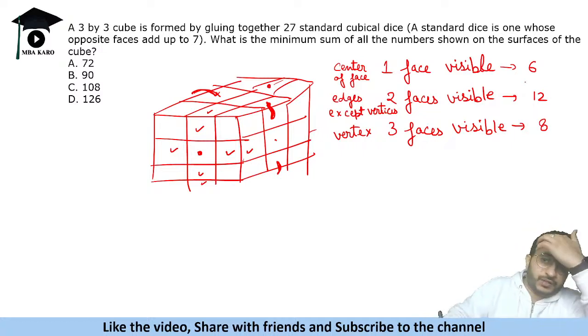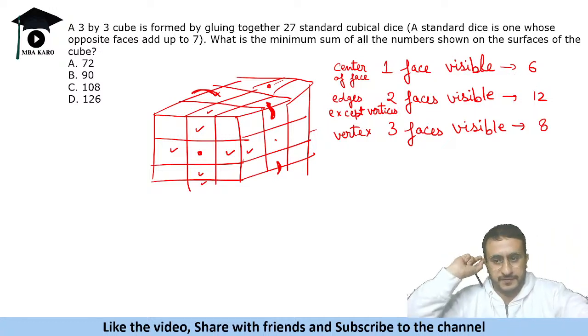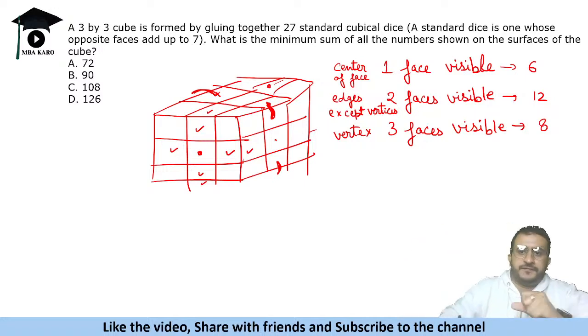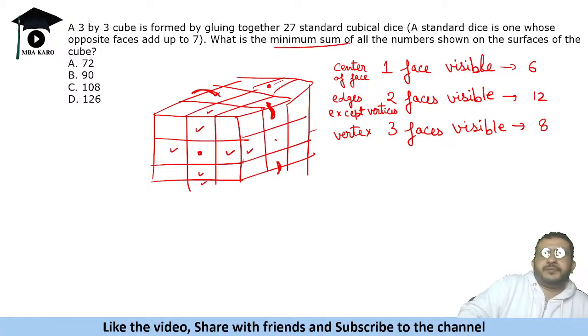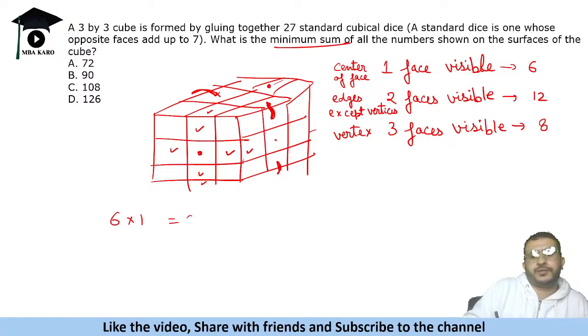Okay. So counting is clear: how many cubes have one face visible, two faces visible, three faces visible. This is a very good question. If one face is visible, we have to find the minimum sum. So let's say all the cubes have 1 on them. So the sum is 6.